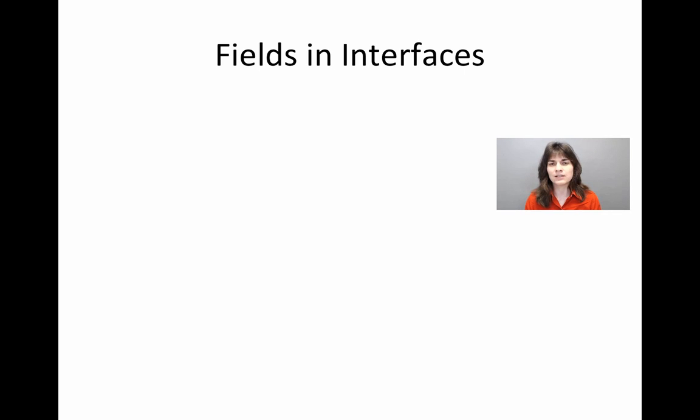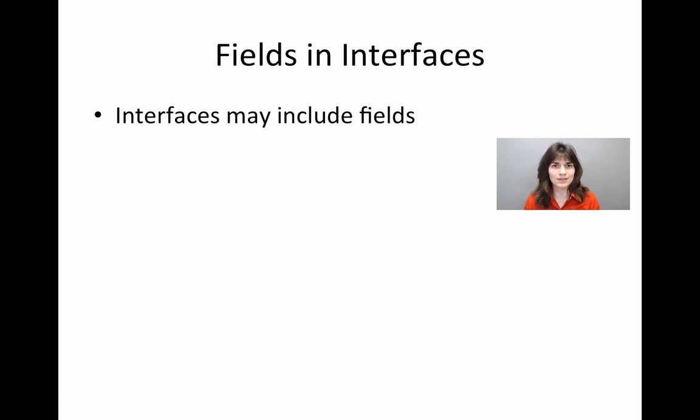An interface does not need to only have method headers. It can also specify fields. The difference is that those fields can only be constants. We don't have to define them to explicitly declare them as constants. They will by default be constants.